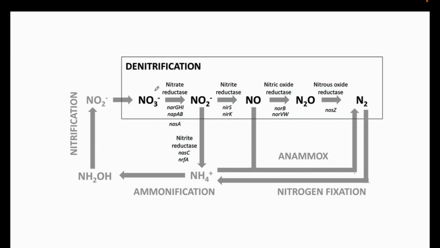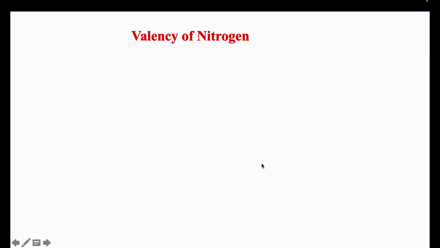So this denitrification process we have from NO3 minus to elemental nitrogen. This process, the conversion of NO3 minus, that is the most oxidized form of nitrogen, to elemental nitrogen, is known as denitrification. Whereas elemental nitrogen to ammonia, the reduced form, is known as nitrogen fixation. To calculate the valency, it is very simple.